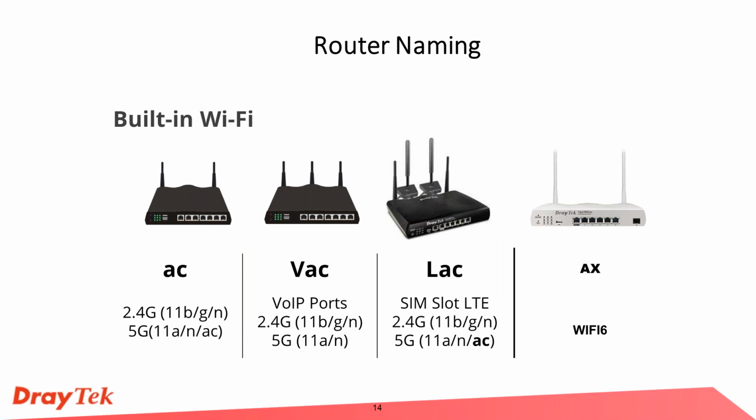Okay, let's look at actual model numbers in terms of Wi-Fi. Any router that has AC is going to be supporting 2.4 and 5 gig bands, and for 2.4 it will support 802.11bgn, and for 5 gig it will support AN and AC. Products with VAC will have voice ports and also support AC. The next product is an LTE router, and anything with an L and AC is going to have a SIM slot, it's going to be wireless, and it's going to support AC. DrayTek have also released recently AX products, which is Wi-Fi 6, and those products will have an AX at the end of the model numbers.